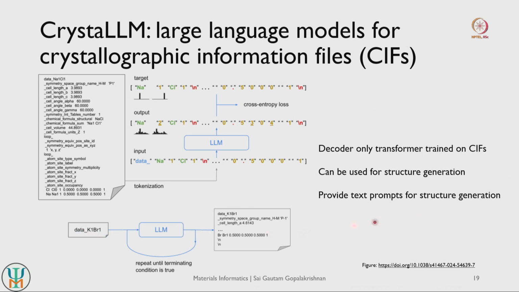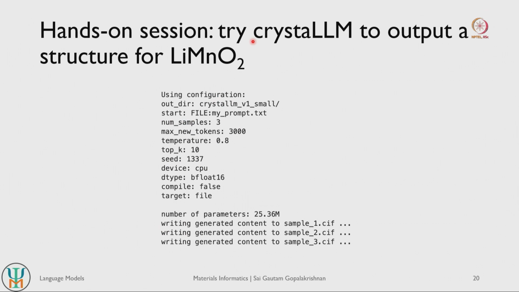So you give very simple text prompts and then you get very nice structures from them, right. So Crystal LLM is a very nice application of how large language models can be used for structural generation using entirely text based inputs as well as text based prompts and outputs, right. So in our hands on session you will look at how to use Crystal LLM to output a simple structure for this compound lithium manganese oxide.